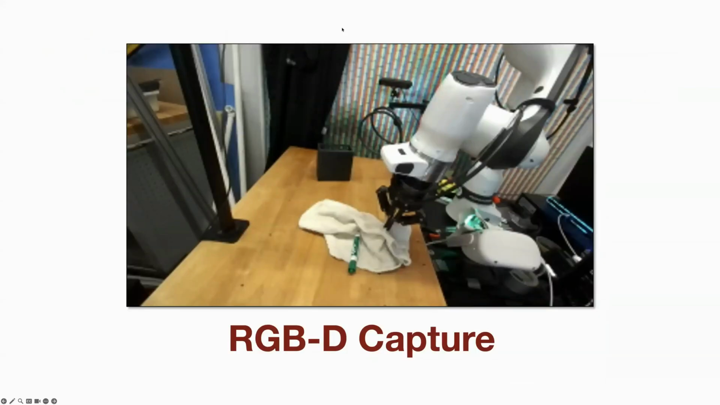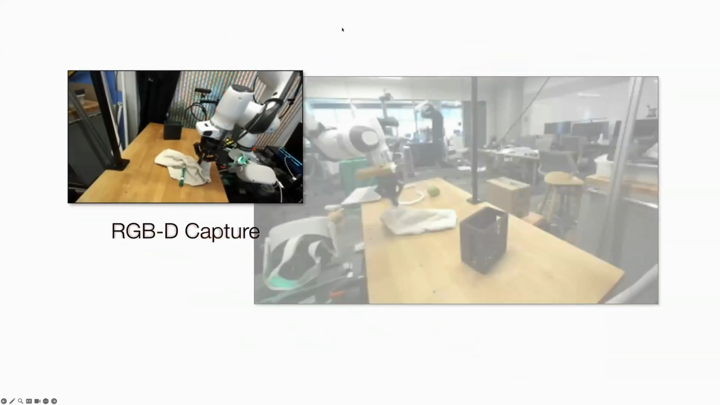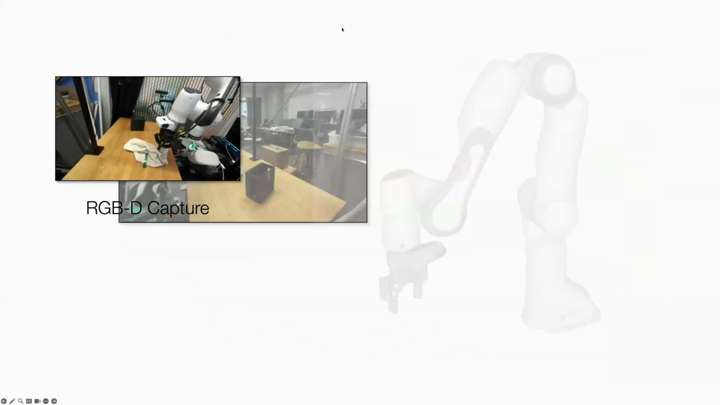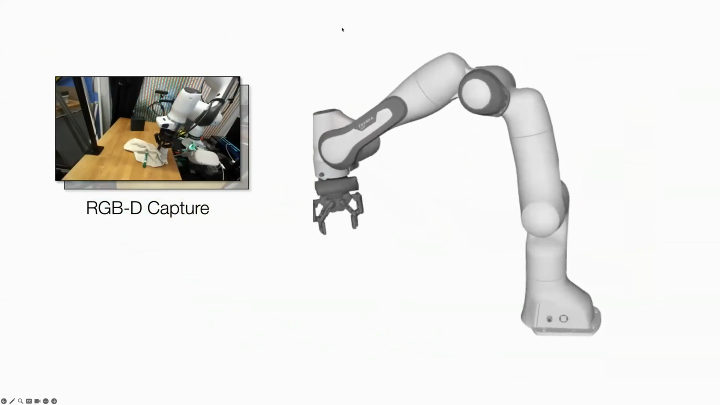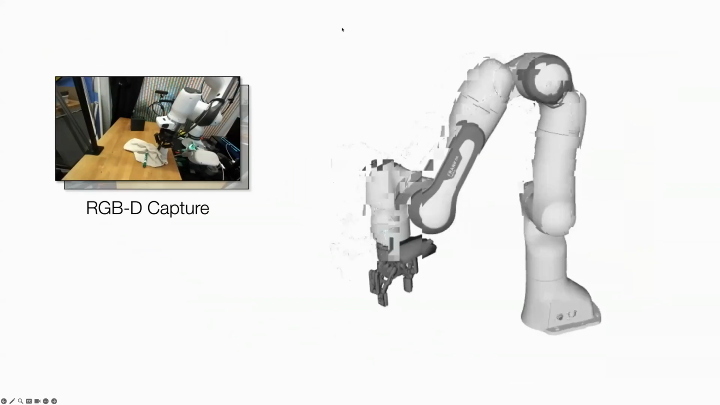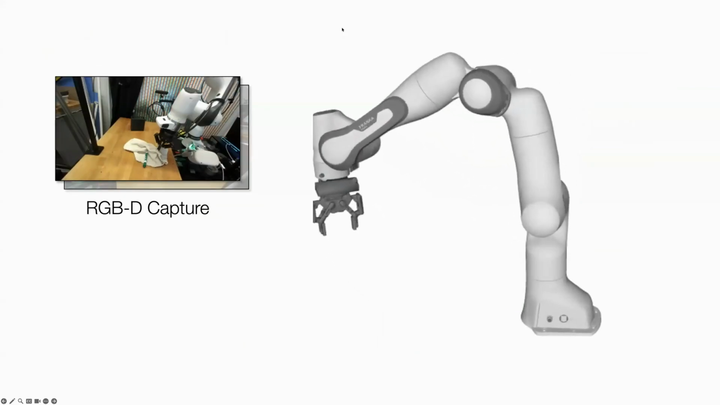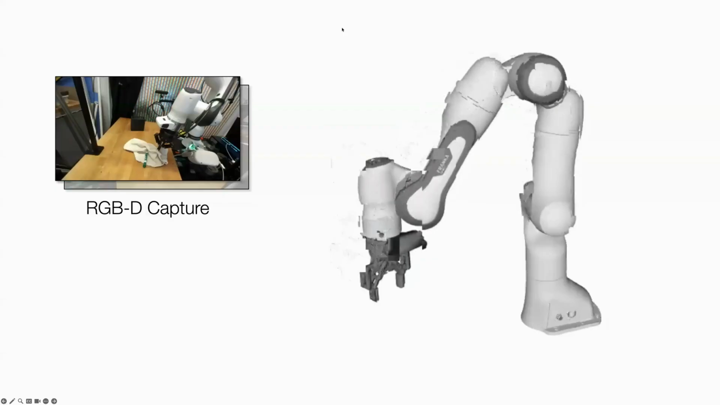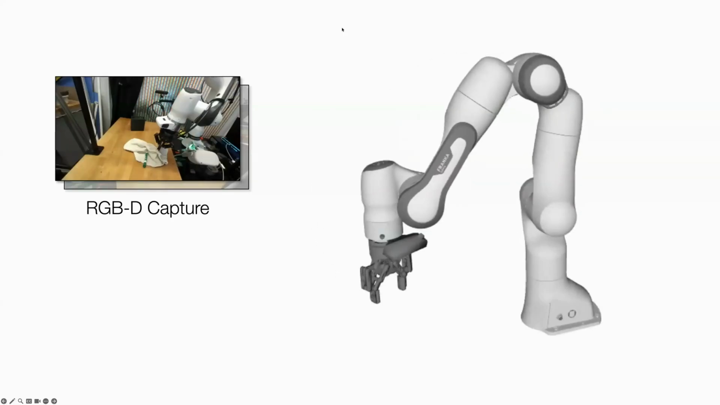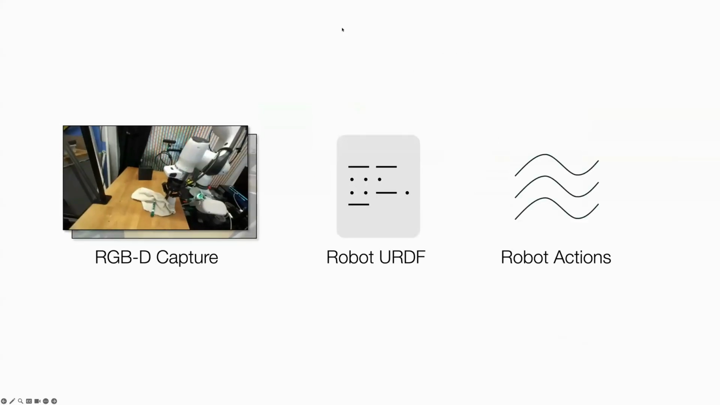The goal we want to achieve is actually pretty simple. The input is an RGB capture. It could be one image, two images, or multiple images; it doesn't really matter. Another input is a description of the robot we care about at test time. It's not for a particular robot; at test time you can swap in, say, a new finger. This is given as a robot URDF. And we also assume as input a set of robot actions, because this is world modeling.